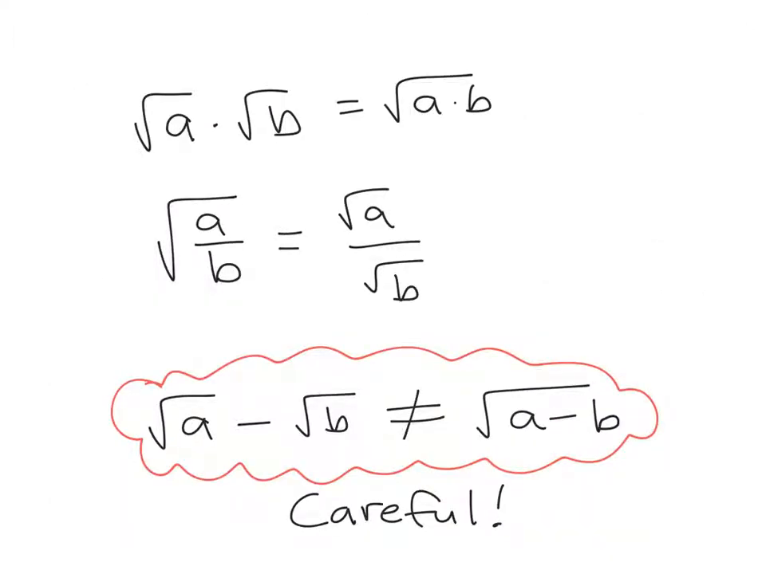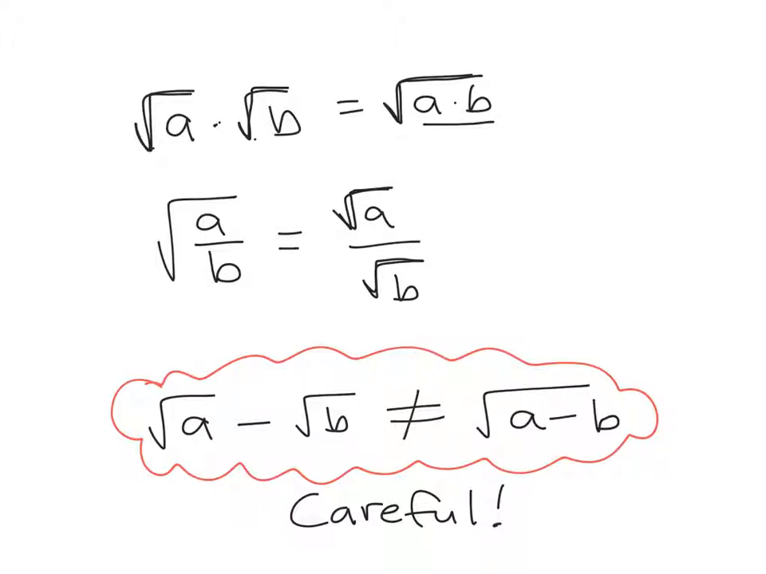Okay, to summarize the properties that we've been using, with the products, if you have the square root of A times the square root of B, you can rewrite that as the square root of their product all together under the square root. And similarly with a fraction, you can break that down into the square root of the numerator divided by the square root of the denominator. And you can go back and forth with these. If you've got the square root of a product, you can break that down into the square root of the first term times the square root of the second term.